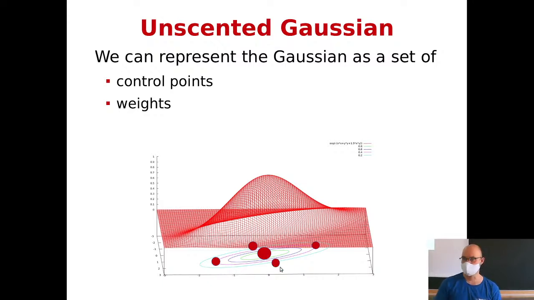Okay, this is more or less how we can represent a distribution with a set of points or samples or control points in case of unscented transform. Why control? Because they are selected deterministically, they are not randomly selected, deterministically based on the parameters of the Gaussian, which is the covariance matrix and mean.